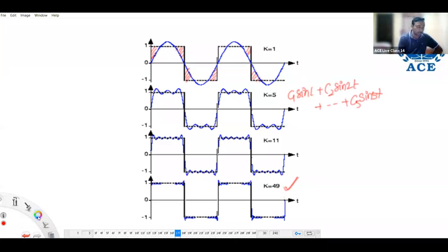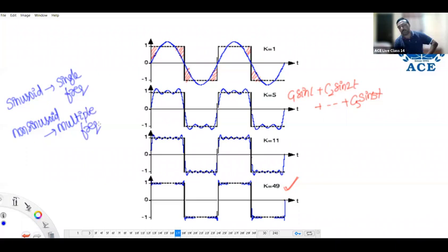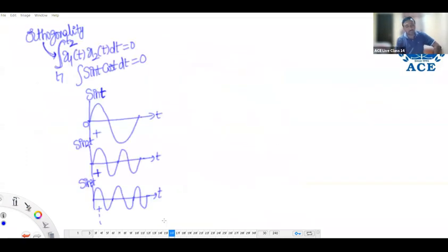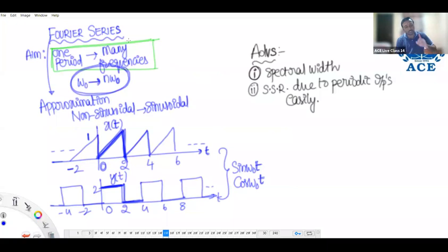So the point you have to remember in our discussion, the easy way: sinusoid, single frequency; non-sinusoid, multiple frequencies. If I use the word sin 3 pi t, 3 pi is the frequency. If I say cos 5 t, 5 is the frequency. Sinusoid, single frequency; non-sinusoid, multiple frequencies. So the target of this chapter is that only: take a single period and try to generate multiple frequencies.